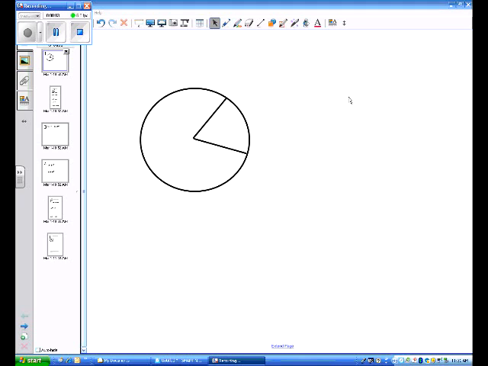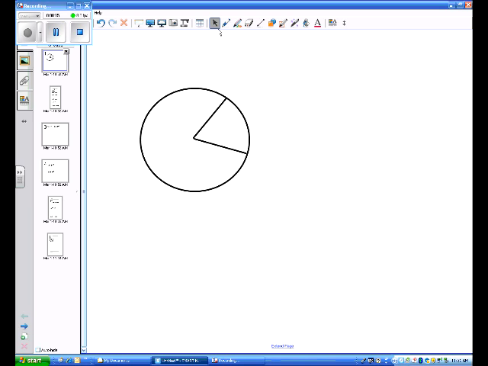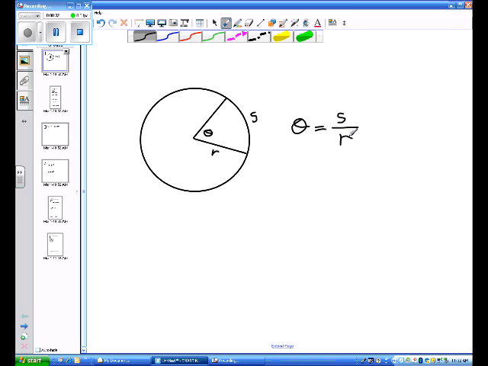In this section, we're going to look at how to find the arc length, or S, and also how to find the area of sectors. Now, what we've already looked at is our definition for our central angle in radians. We have a central angle theta. Then, if you remember, theta was defined to be the arc length, the distance traveled on the edge of the circle, divided by the radius.